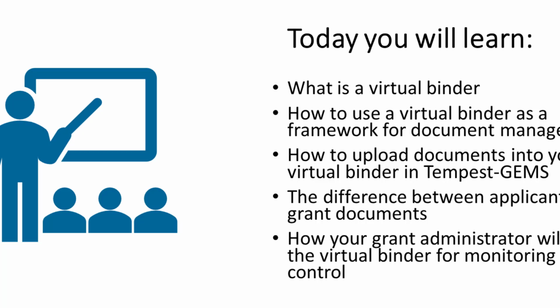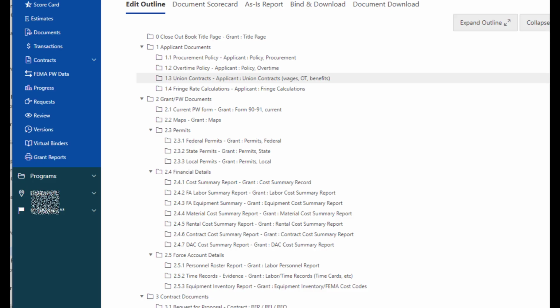The grant administration team steps through the document validation process, first confirming that the documents are as you say they are. Then they go through and compare what you've uploaded against the virtual binder as a list of what is expected. Documenting your grant funds use? Follow the outline shown in Tempest Gems.